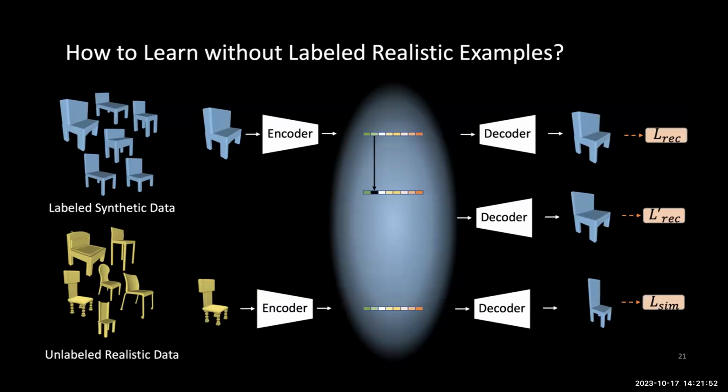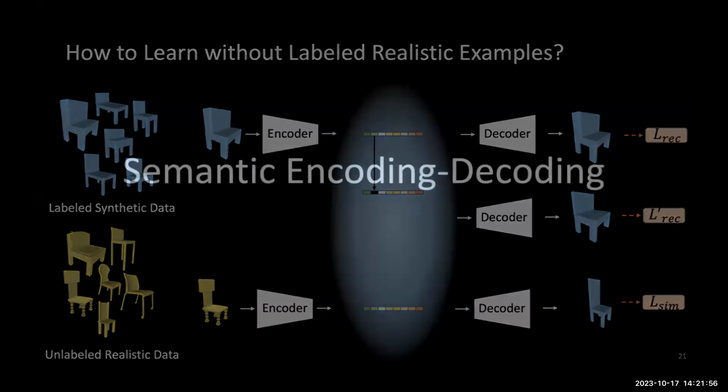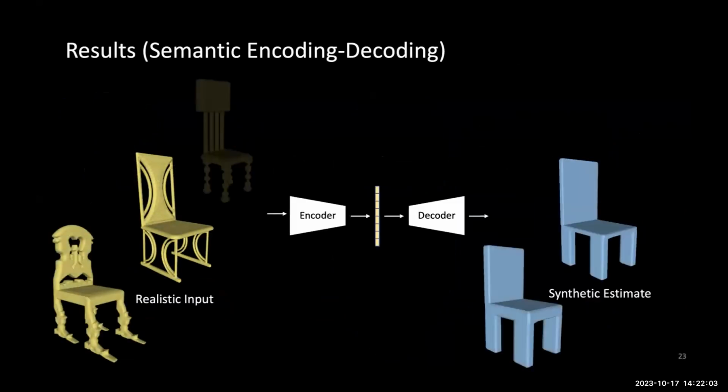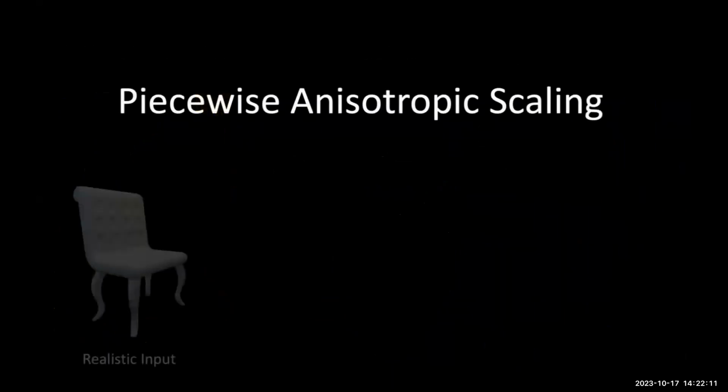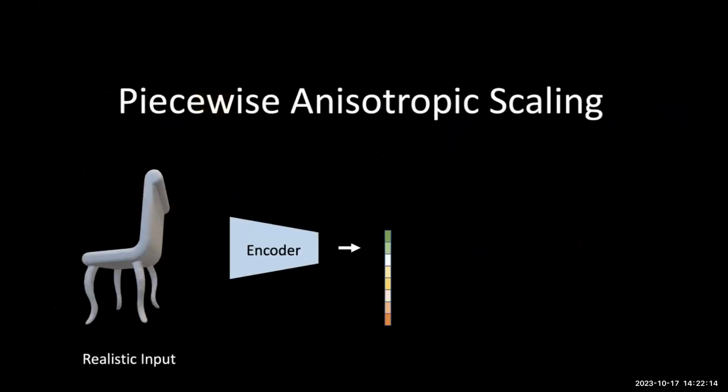So let's first look at some results of the semantic encoding and decoding. For example, for this realistic shape, our synthetic estimate looks like this. It seems we have estimated the key attributes of the semantic parts, and we can estimate this for many different input shapes. And after this synthetic estimation, we can perform many interesting applications.